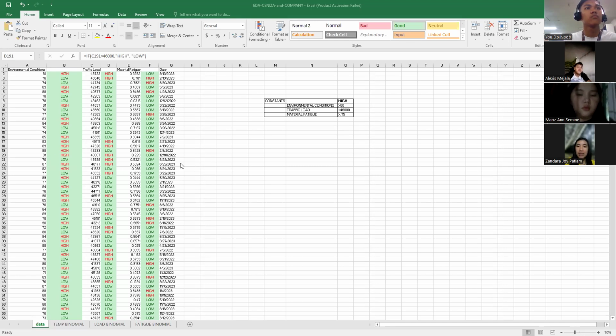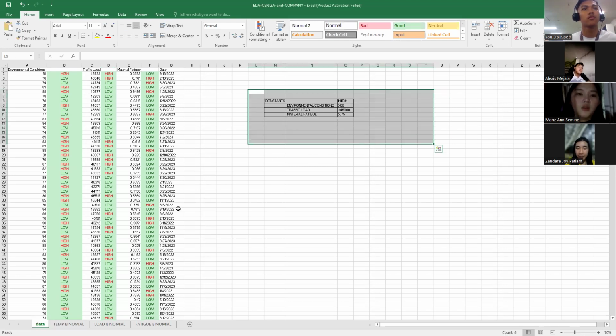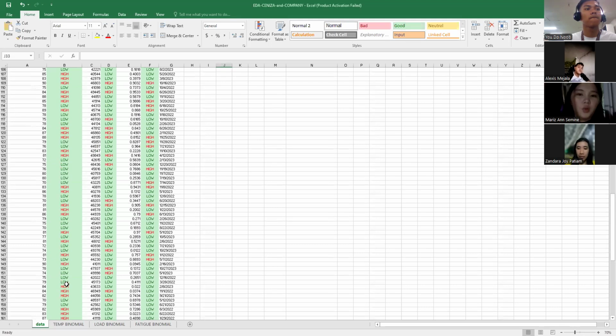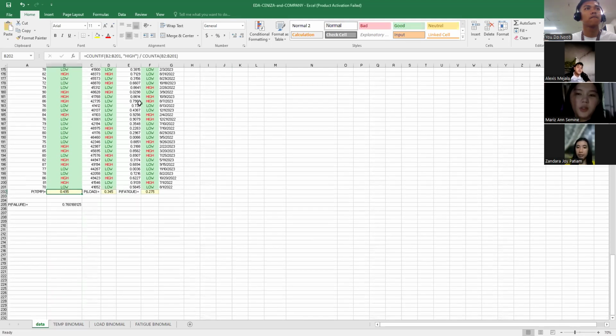As you can see in this table, these are constants we assign to each factor. After the data has been gathered, we calculate the overall probability of each factor.